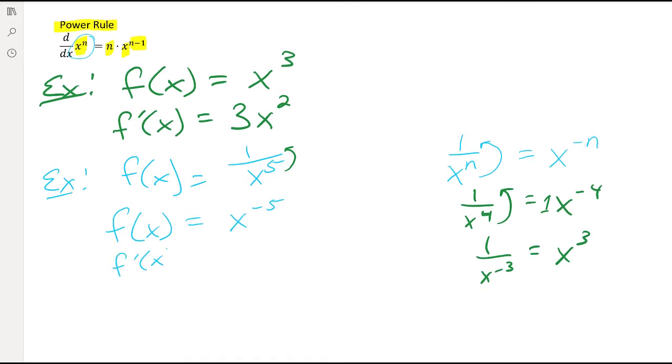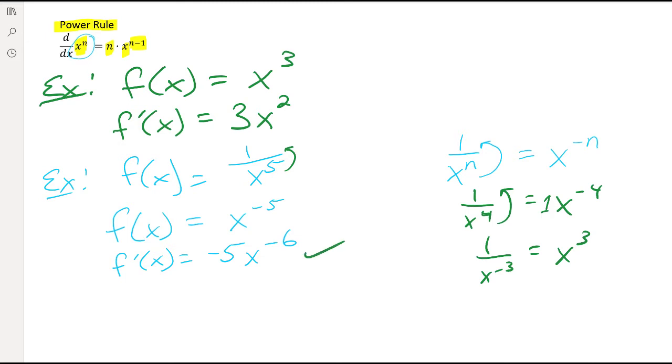So f prime of x is equal to, let's see, our power comes out front. So we have a negative 5x raised to the subtract 1. So be careful. Negative 5 minus 1 is a negative 6 power. Be careful with those negatives. Okay? So this is a correct solution.